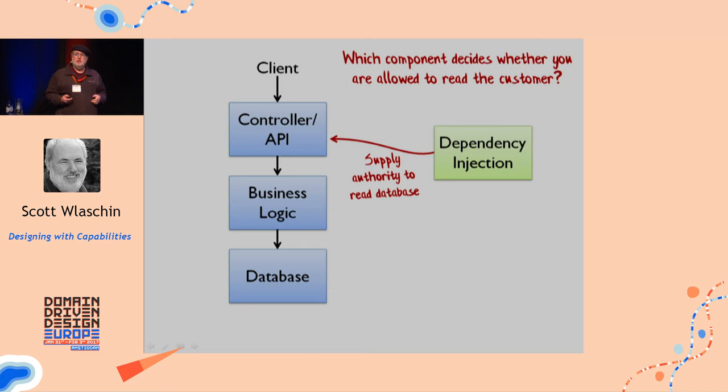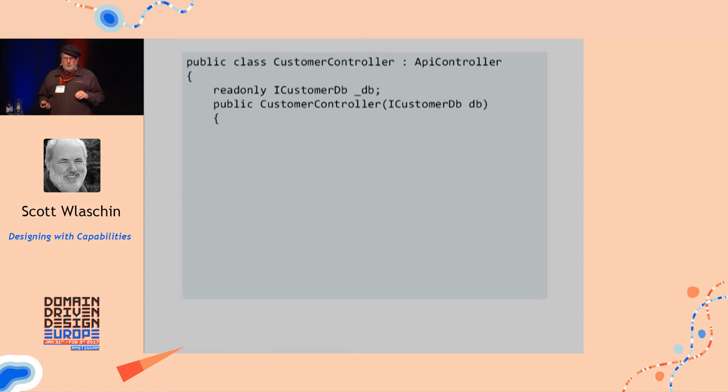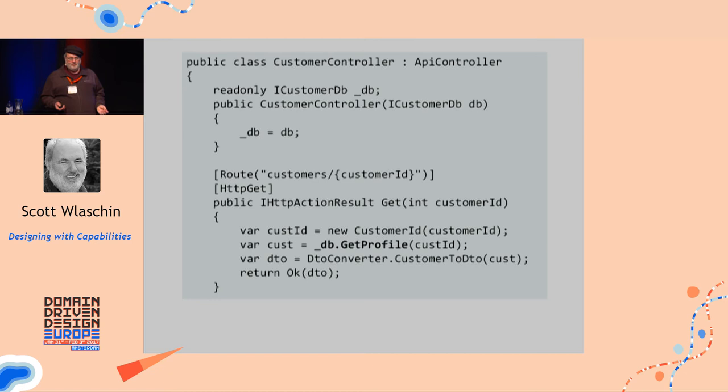So what do I mean by authority? The authority is the ability to do something. So here's a bunch of code. This is C# code with a controller. So I have a customer controller, and it has a customer DB. And I'm going to take this particular route and get a customer ID. And I'm going to say, get the profile from the database and convert it to a DTO and send it back over the wire. So that's my very simple controller.